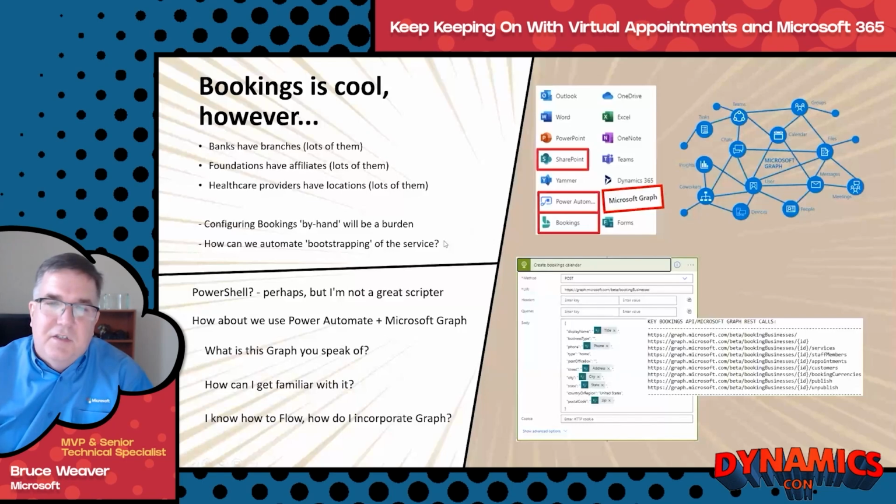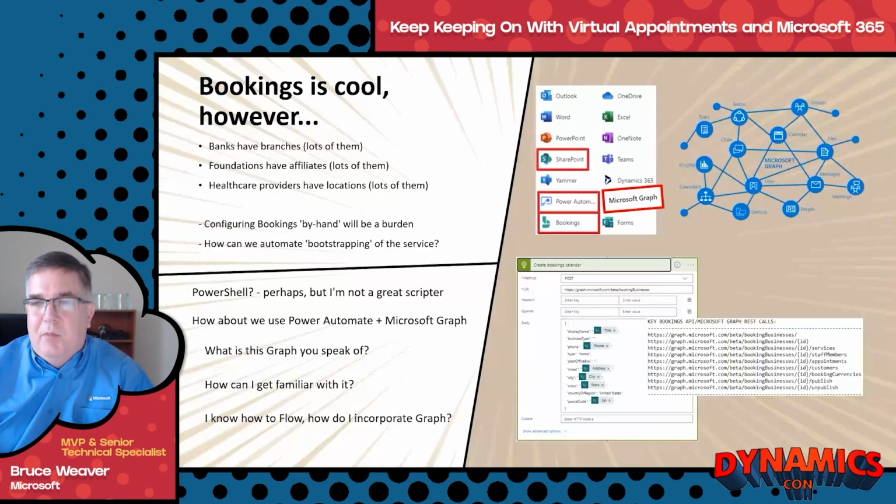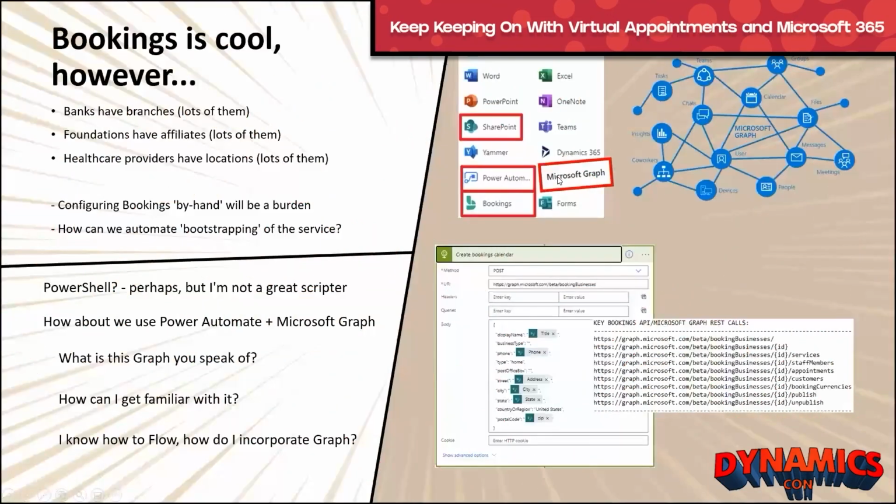And on the right-hand side, you can see a couple things that are going to be at work here, highlighted. We use SharePoint as a way to hold the data from the bank, their branch definitions, who their staff members are, what kinds of services they wanted to offer. We use Power Automate plus Microsoft Graph to basically interface with bookings. So when you look at this little menu of services from 365, these are the ones that we're going to feature.